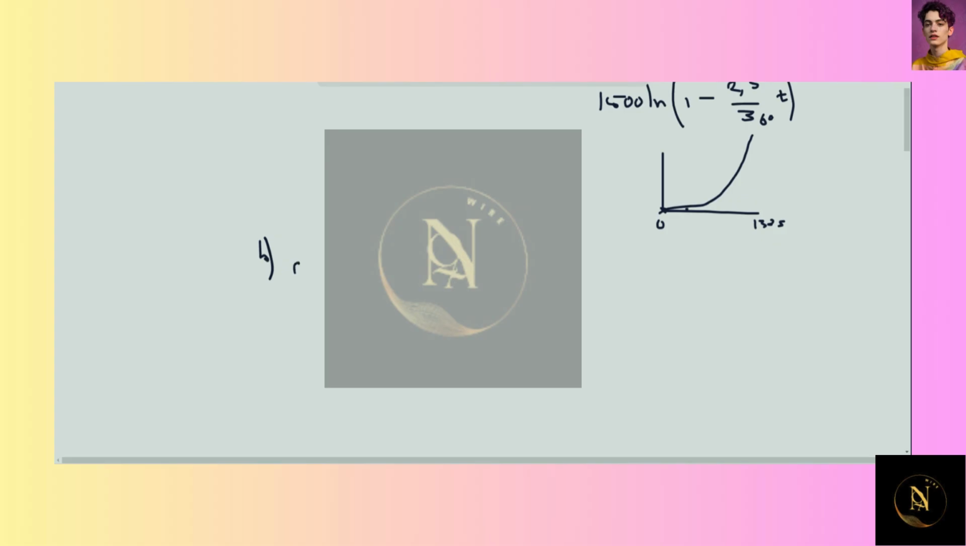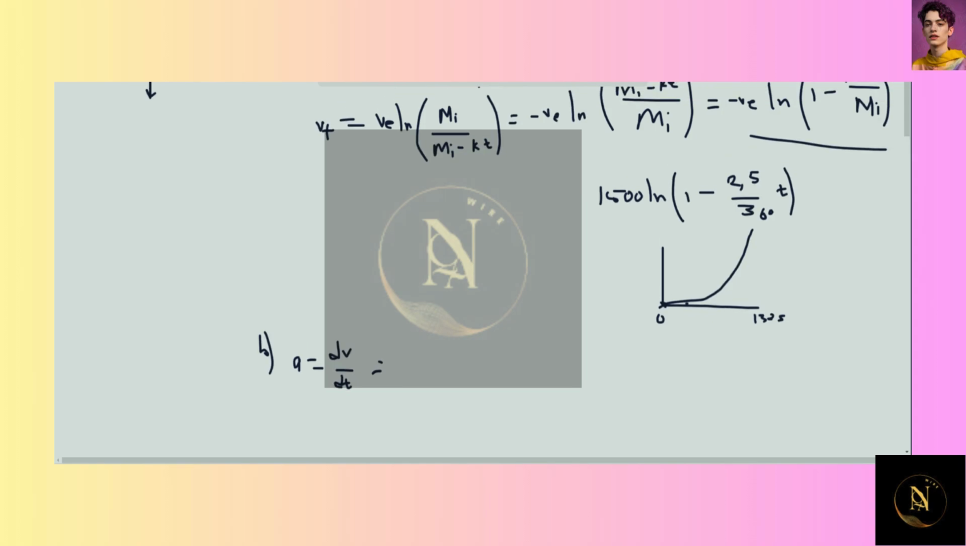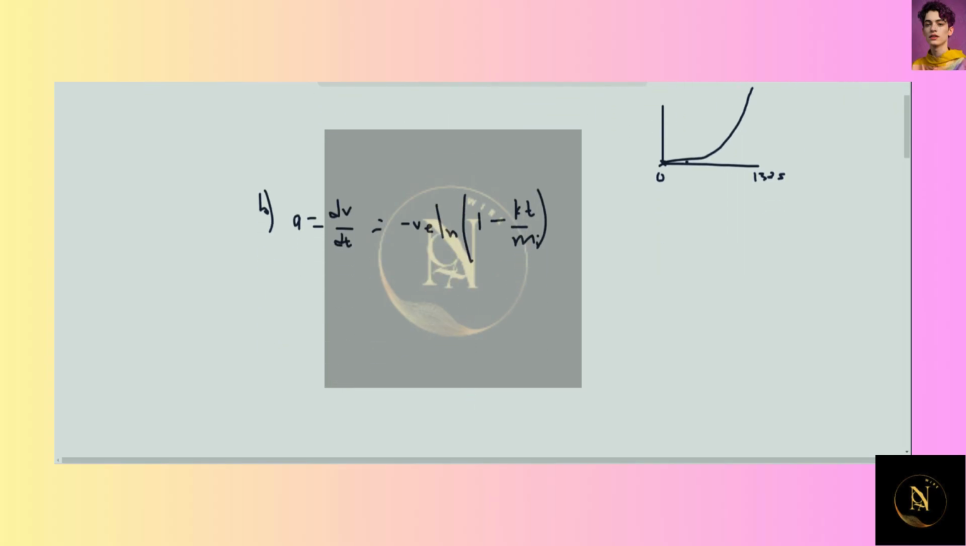Now for part B, you have to come up with an expression for the acceleration. We know that the acceleration is always the derivative of the velocity with respect to time. So we take our expression, which was negative VE natural log of 1 minus KT over MI, and then we want to take the derivative of that.